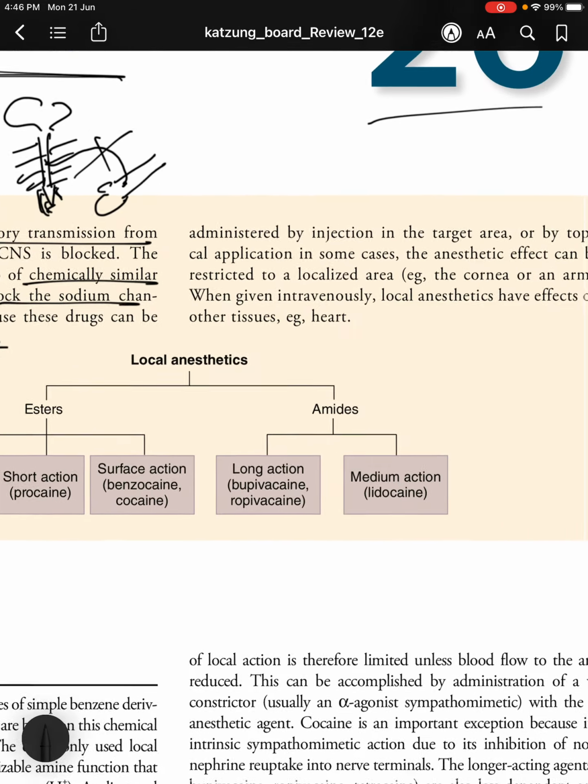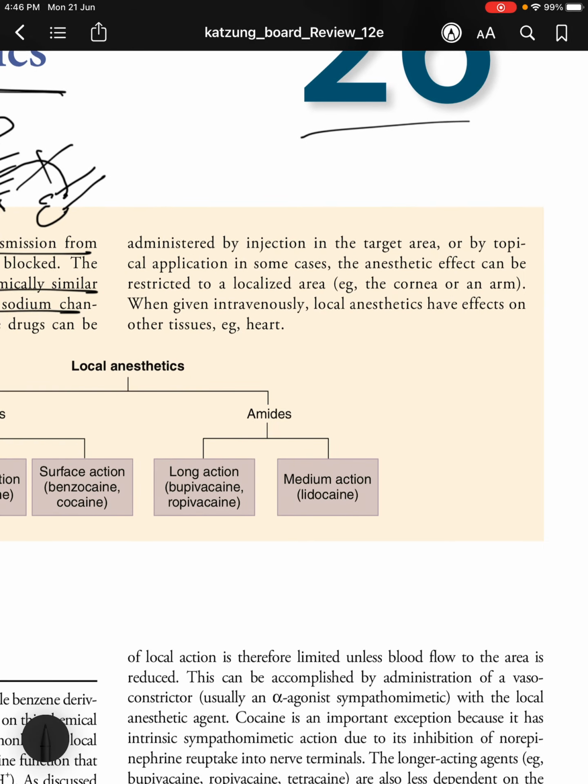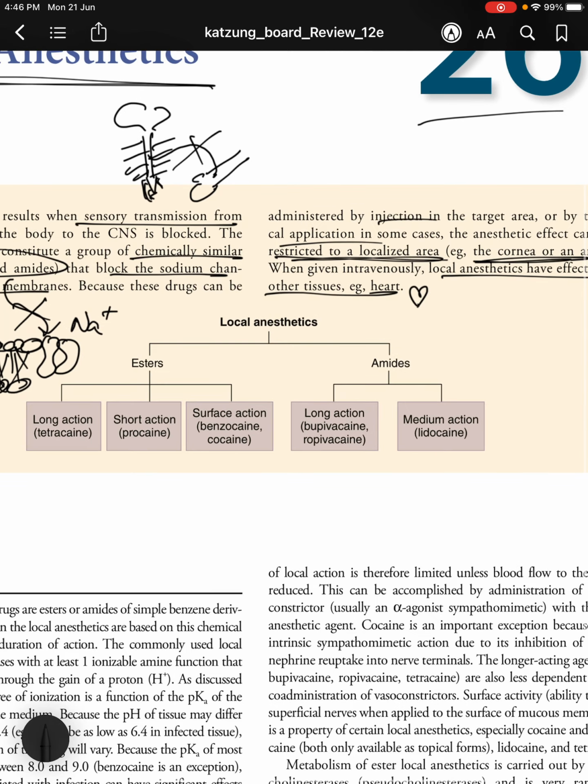channels. Because these drugs can be administered by injection in the target area or by topical application in some cases, the anesthetic effect can be restricted to the localized area such as the cornea or an arm. When given intravenously, local anesthetics have effects on other tissues such as the heart.